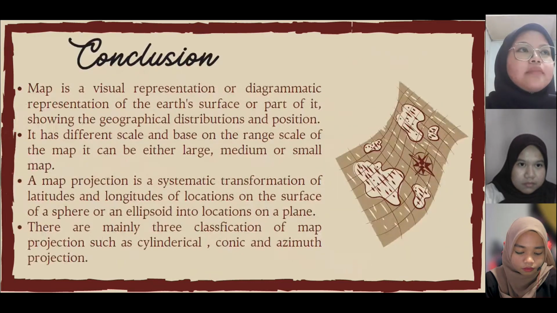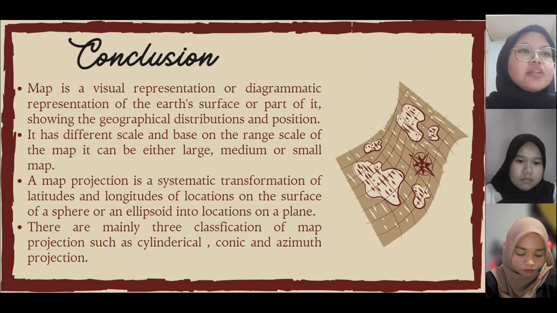Okay, conclusion. A map is a visual or diagrammatic representation of the Earth's surface or part of it, showing the geographical distribution and position. It has different scales, and based on the range of scale, a map can be large, medium, or small. The map projection is a systematic transformation of the latitude and longitude of locations on the surface of a sphere or an ellipsoid into locations on a plane.